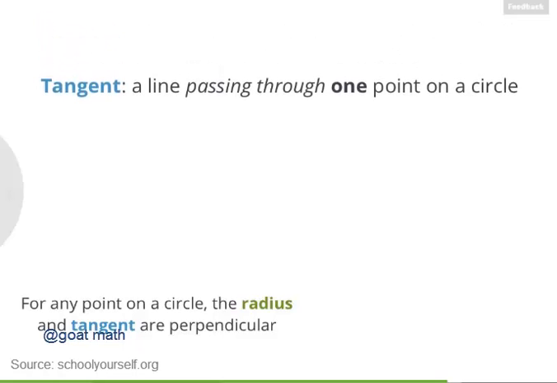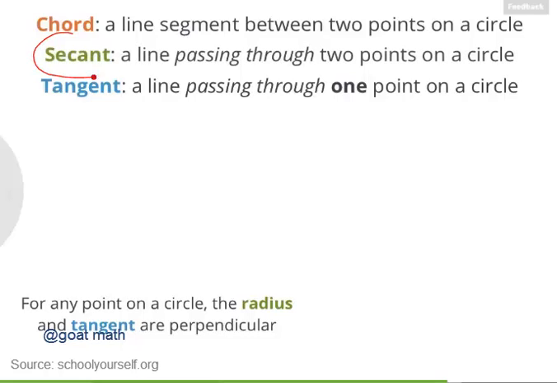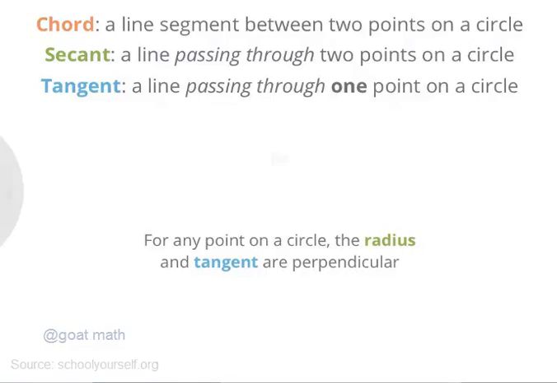So to summarize, a chord is a line segment between 2 points on a circle, a secant is a line passing through 2 points on a circle, and a tangent is a line passing through just 1 point on a circle. And as you've seen, tangent lines are always perpendicular to radii that go to the same point.